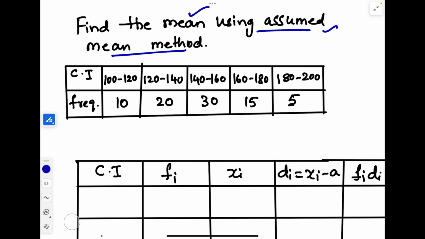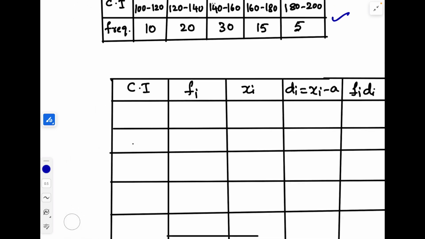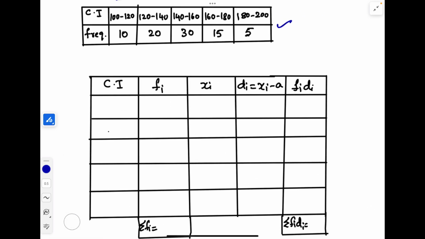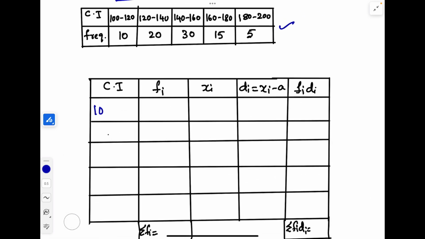Now this is the question. Class intervals and frequencies are given. So I have made the table like this. Let us write the class intervals given: 100 to 120, 120 to 140, 140 to 160, 160 to 180 and 180 to 200. Okay.